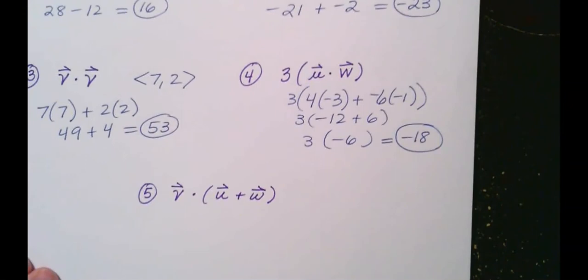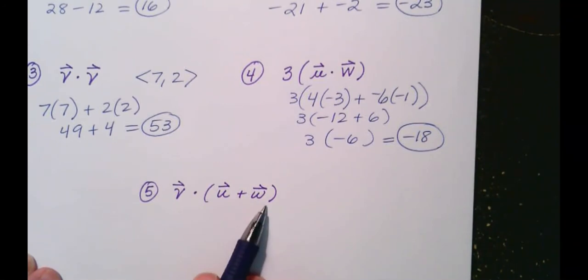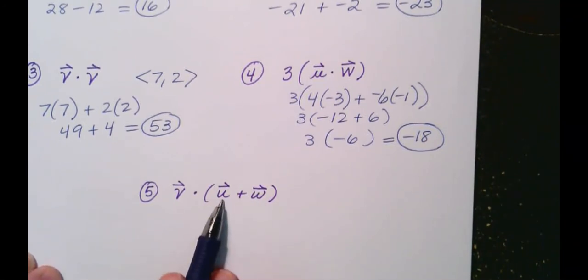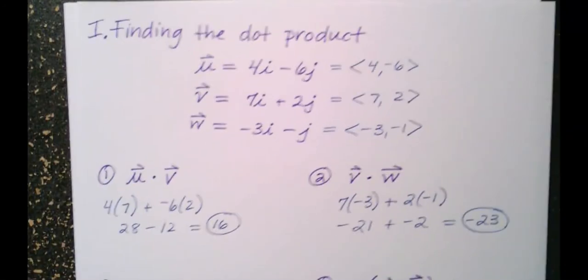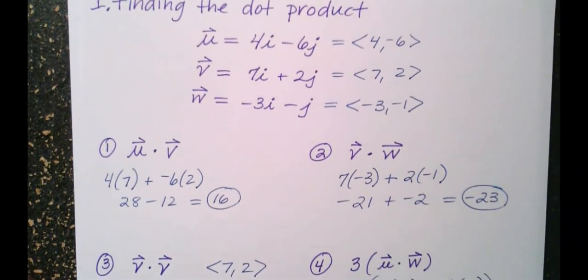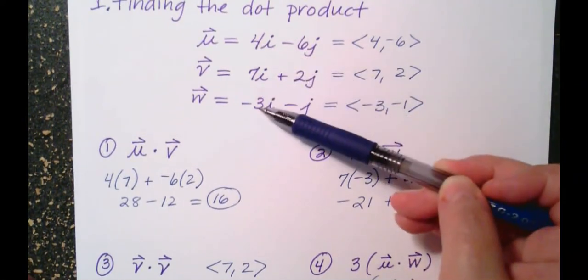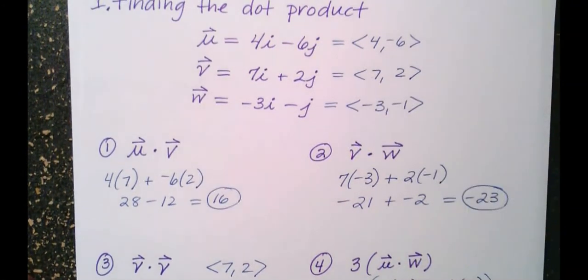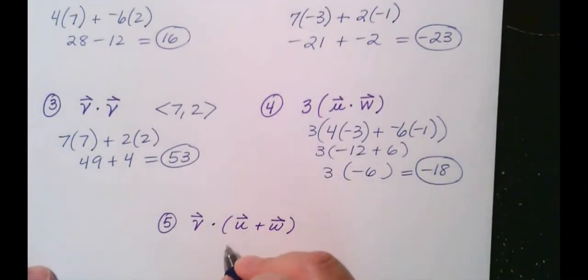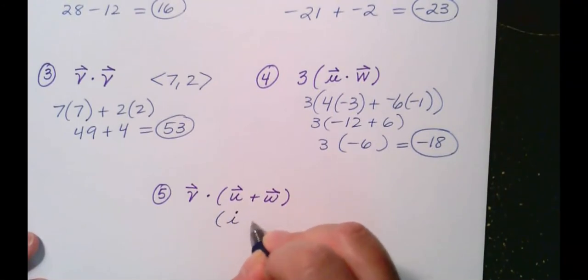All right, on number 5, these parentheses are telling me I need to add this first. So I'm going to go ahead and take care of that. I'm adding the sum of vectors u and w. Once again, to do a sum or a difference, we would just use our coefficients. So 4i plus negative 3i is 1i. Negative 6j plus negative 1j is negative 7j.